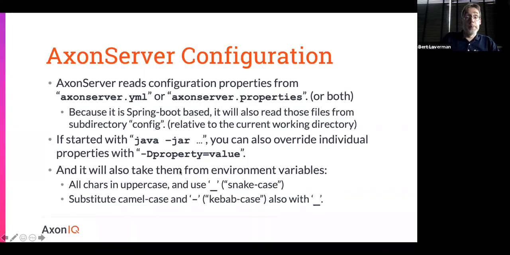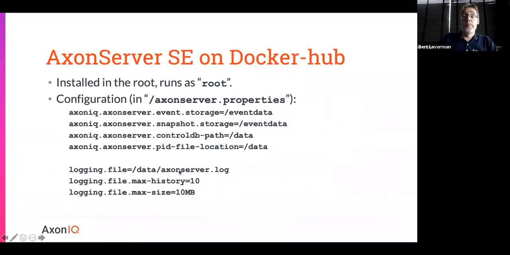Then on Docker Hub, the image we have there, AxonServer is installed in the root of the container. The default configuration is also in a file in the root as a properties file. And I've shown the contents of this default file here.